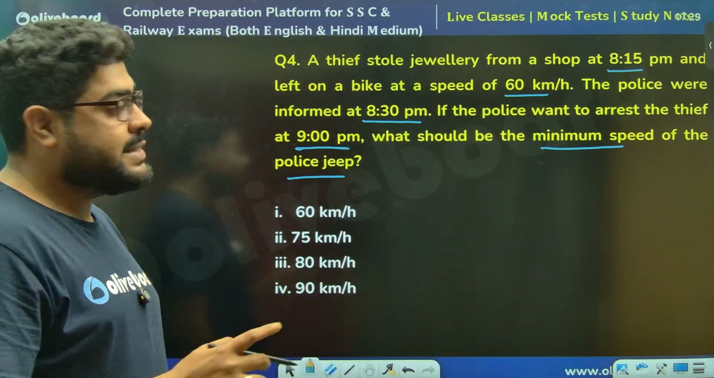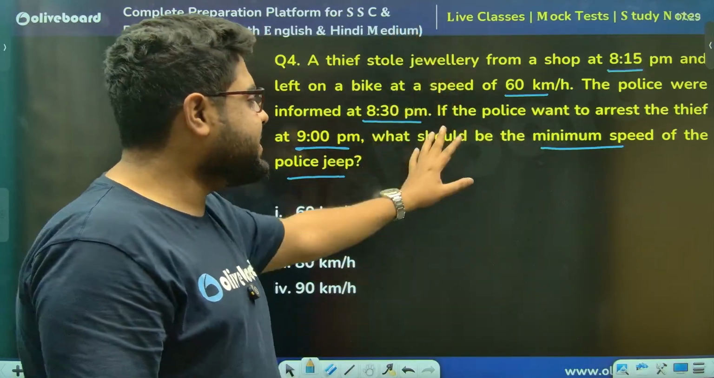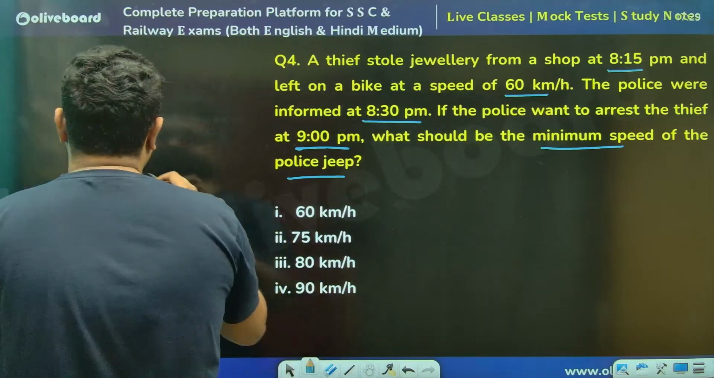Very good question. CGL PYQ only. Please understand, this question is exactly asked as it is in CGL. Sir, understand it well.